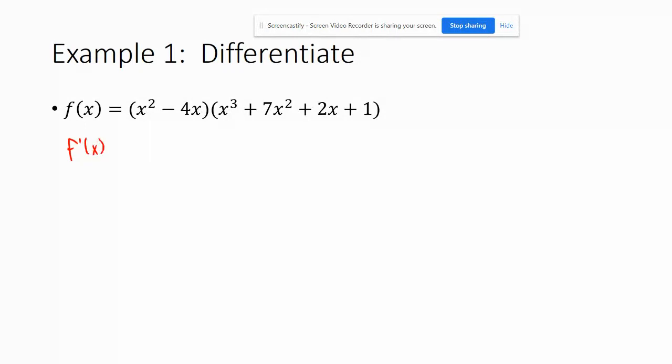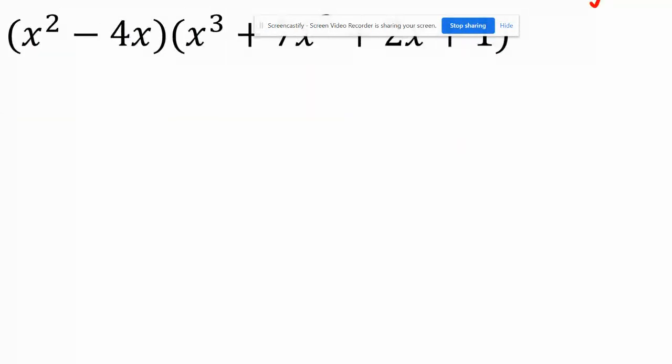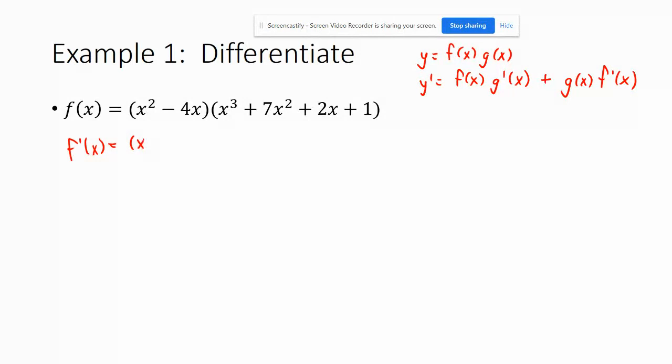So f prime of x equals first, second prime. I'm going to write this out again here: f of x times g of x. That means our derivative is first, second prime, plus second, first prime, like this. First, second prime: x squared minus 4x. Second prime is 3x squared plus 14x plus 2. The derivative of 1 just goes to 0. Here's first, second prime, plus second, first prime.